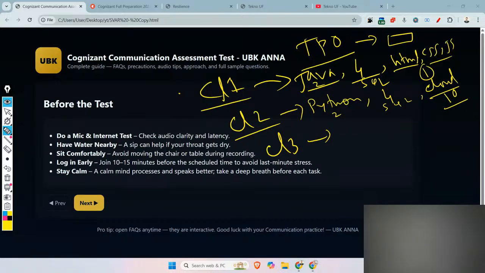And for cluster 3, there will be two C sharp questions, then four SQL questions, and HTML, CSS, JavaScript questions as well. One HTML, CSS, JavaScript question will be provided to you. I hope you understood the pattern according to the cluster. So please capture a screenshot so that you don't miss this. People make mistakes, that's why I'm talking about this.